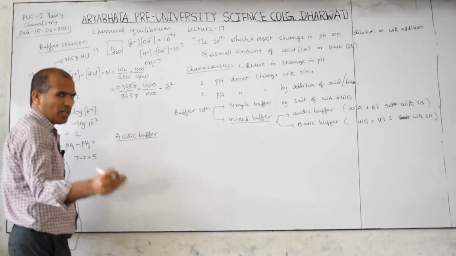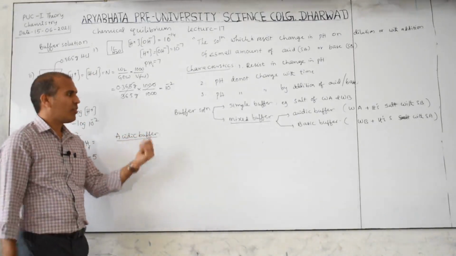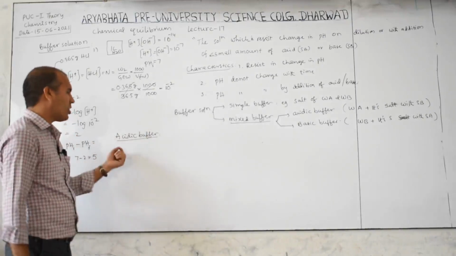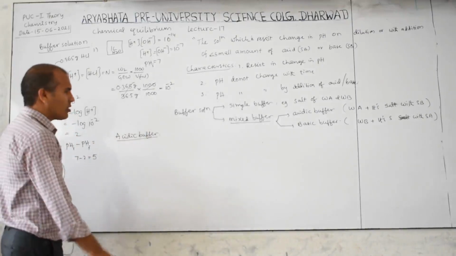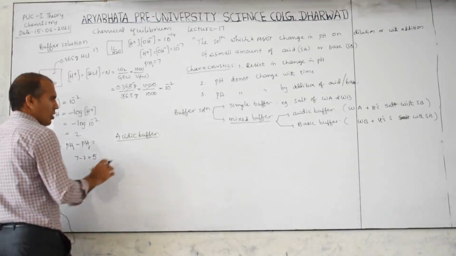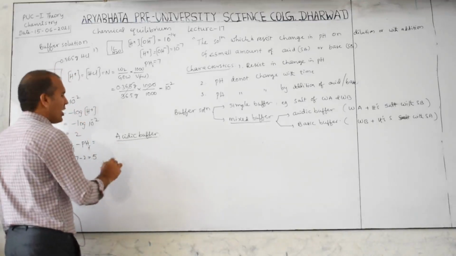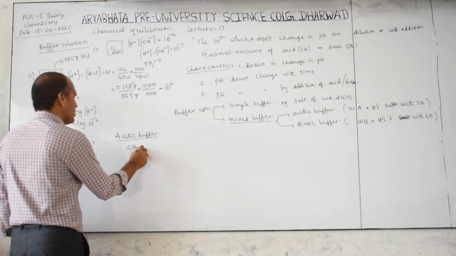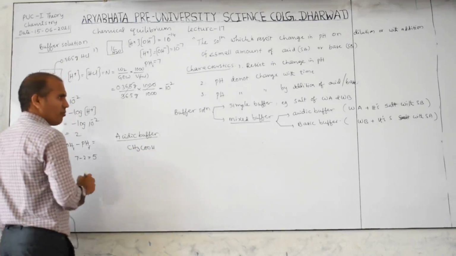In your textbook only one small paragraph is given about the buffer solution, but keep in mind that for pH calculation I will also give the derivation of how to calculate the pH. One example I am giving here. Weak acid, we know that is CH3COOH.